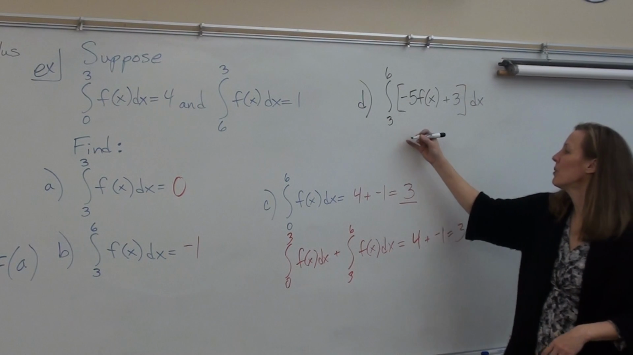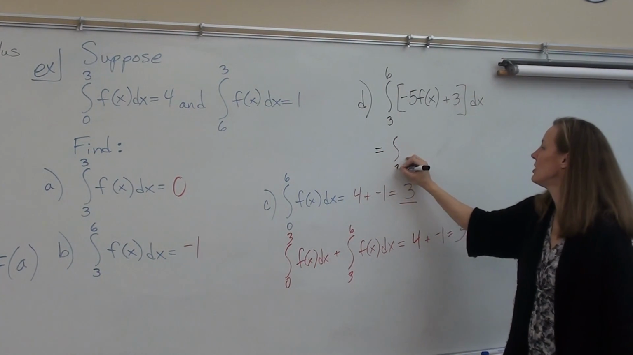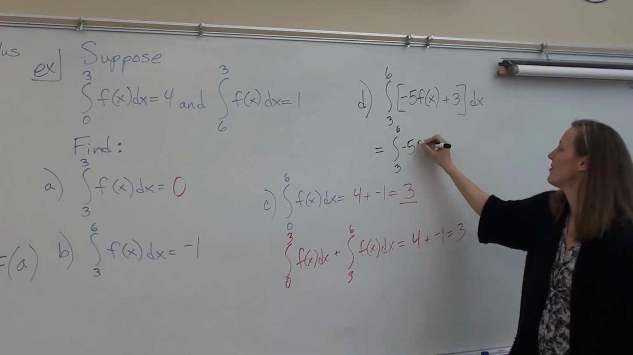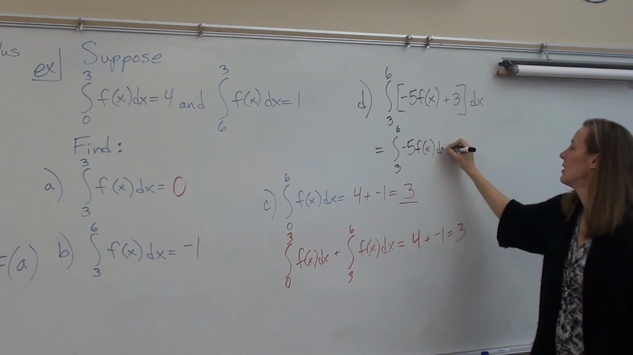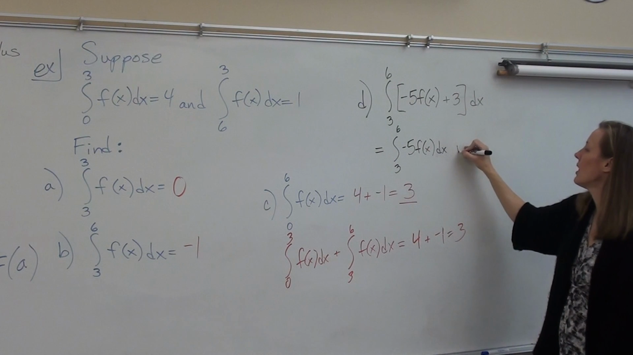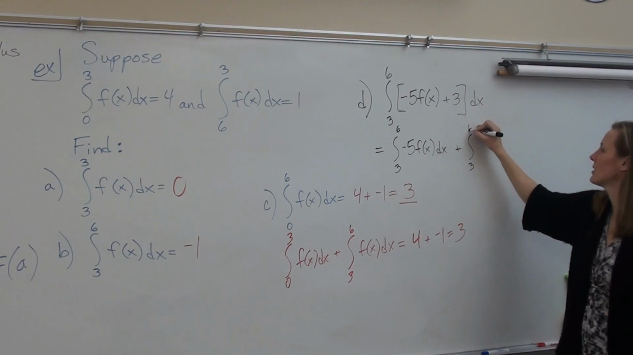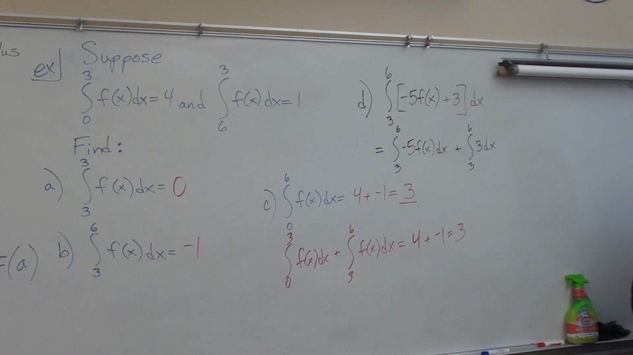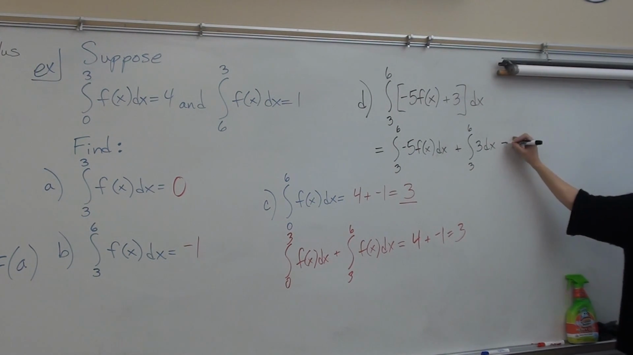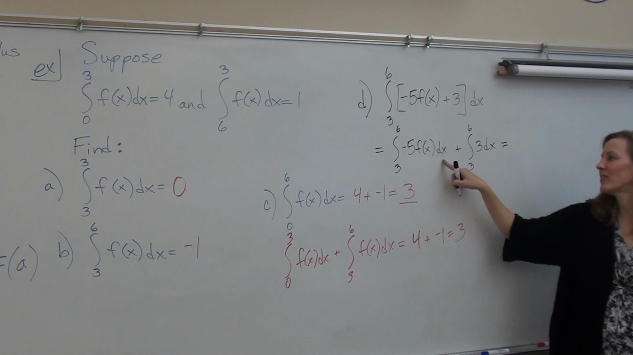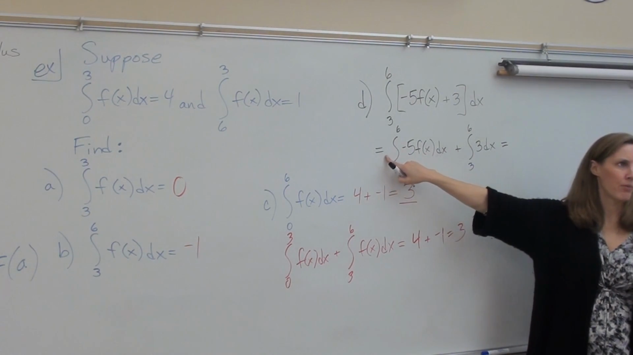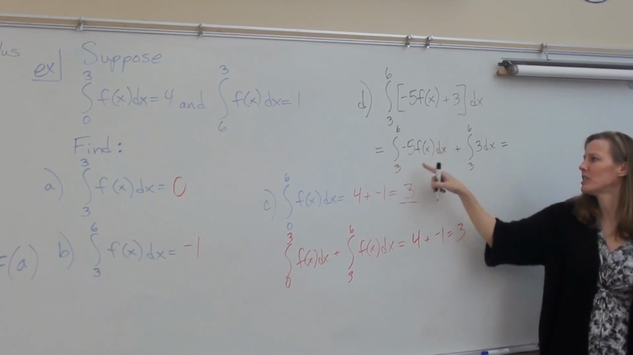So instead what you need to think of for this is the integral from 3 to 6 of negative 5 f of x. Can't you bring the negative 5 up? You can, absolutely. Plus the integral from 3 to 6 of 3. Now, the integral of negative 5 f of x dx, you're absolutely right. You can put the negative 5 in front, it's a scalar. So you have negative 5 times the integral from 3 to 6.